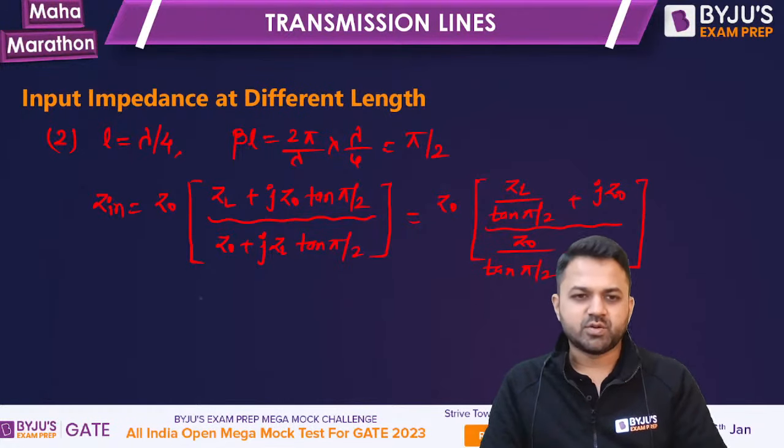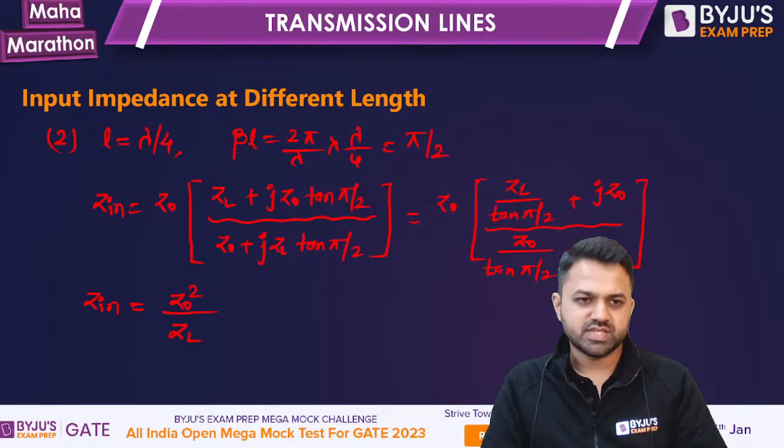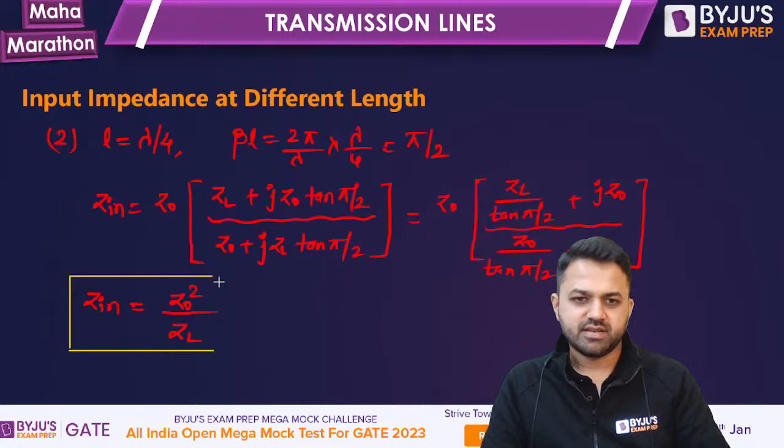So tan(π/2) is infinite, so 1 upon infinity is 0, so the input impedance will become jZ0². The j and j cancel, so Z0² upon ZL. So that is nothing but your input impedance, which is Z0² upon ZL.